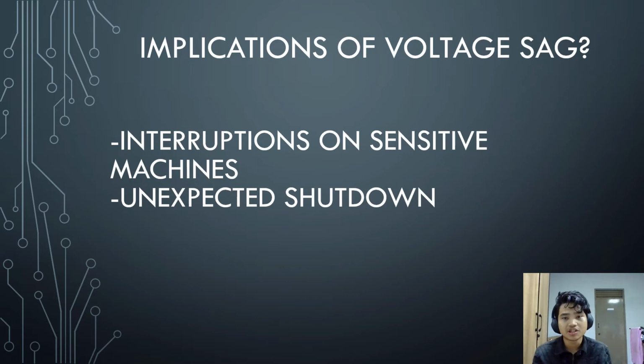So what are the implications of voltage sag? There is some machinery and some processes that require a very specific sinusoidal wave to function properly, and if they don't receive this perfect waveform, their process will be interrupted or maybe stopped. And this will disturb their whole overall process and cause failures in their system, and this is definitely a bad thing.